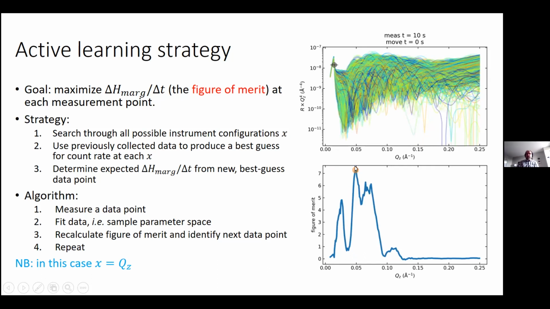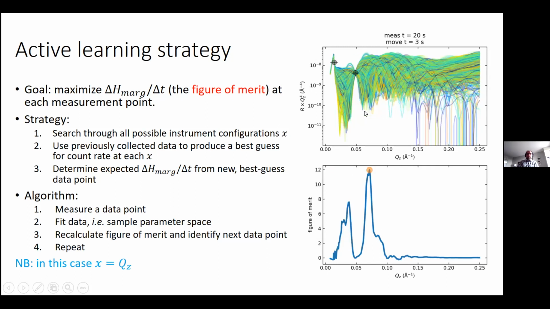Now with this new information, you get a different figure of merit, and you go and you measure there. And now what you see is that when you analyze it again, the data are actually constrained in the model, and you're starting to get some information about your model. Okay, so that's basically how it works. Now, how do you calculate the figure of merit?